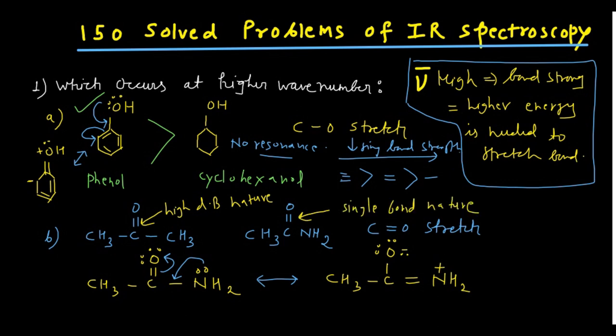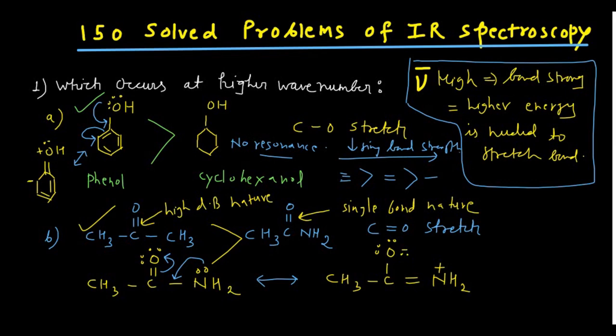And again you can apply the same concept. Double bond is stronger, that means it will require higher energy to stretch, that means higher wave number. So the carbonyl group of the acetone will have the higher wave number when compared to the amide. So your correct answer is acetone. Okay. So acetone is the correct answer. Right. I hope you are getting the things.